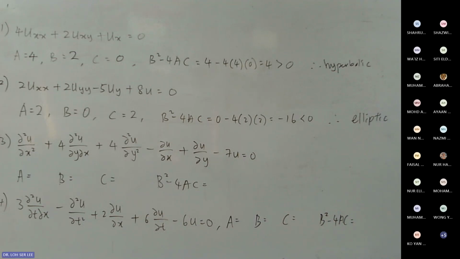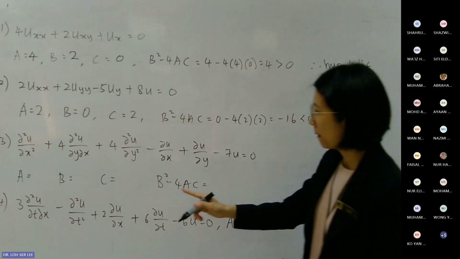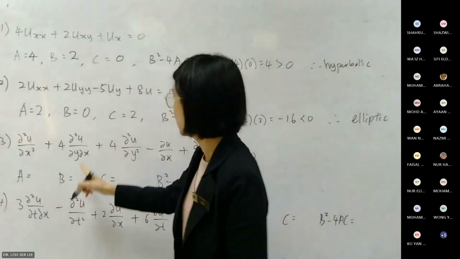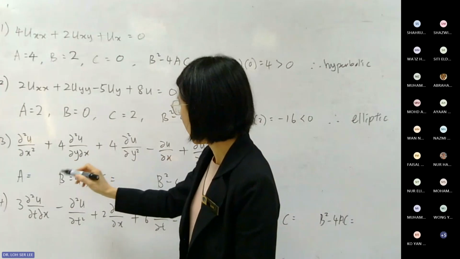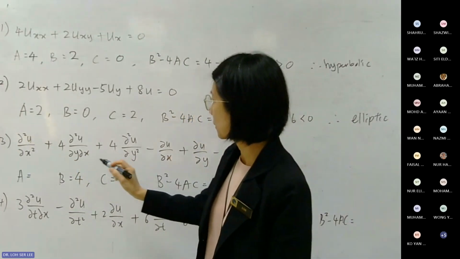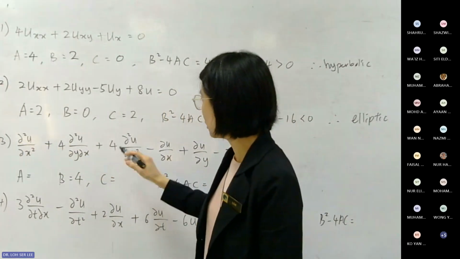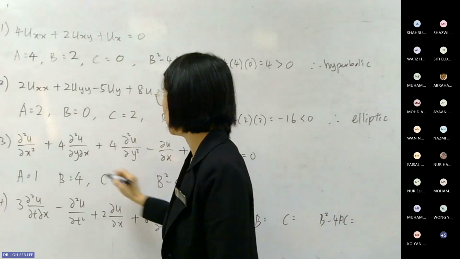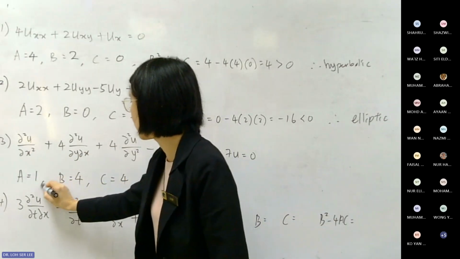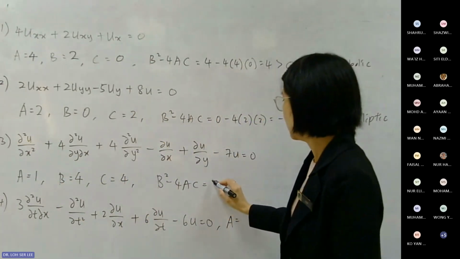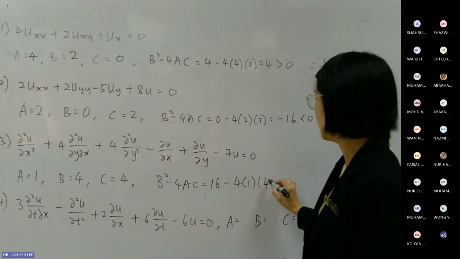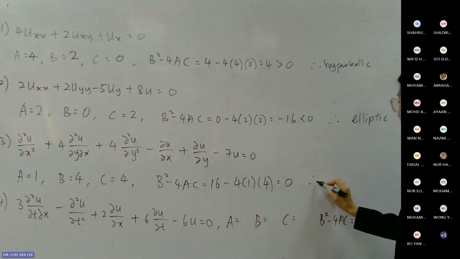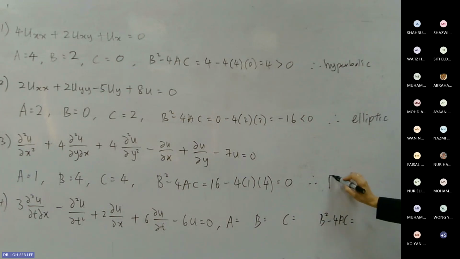Okay, number 3, your B is 4. The next one, 4. So A and C, 1 and also 4, either 1, 4 or 4, 1, doesn't matter. B squared minus 4AC means 0. So this is parabolic.